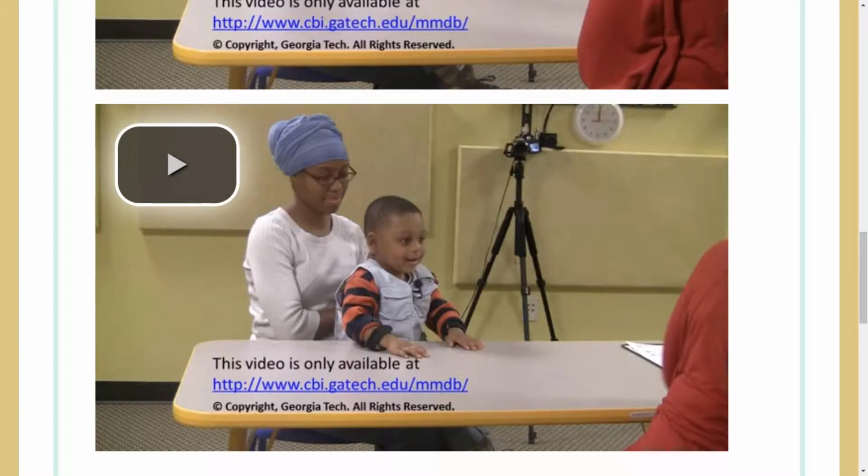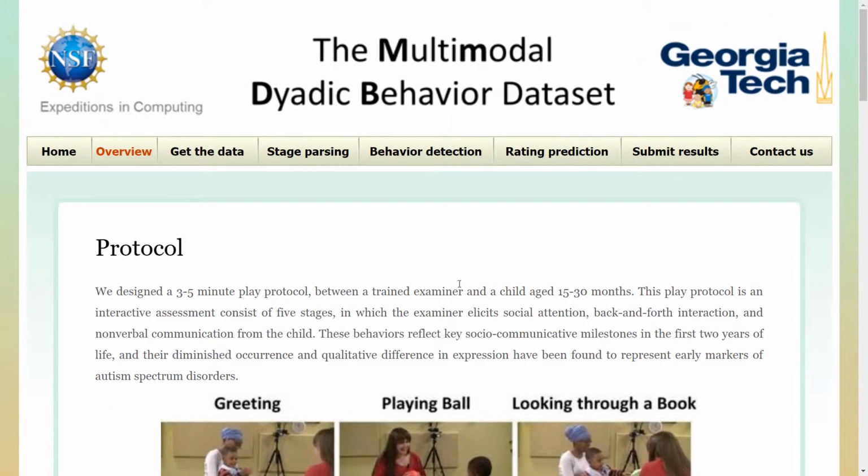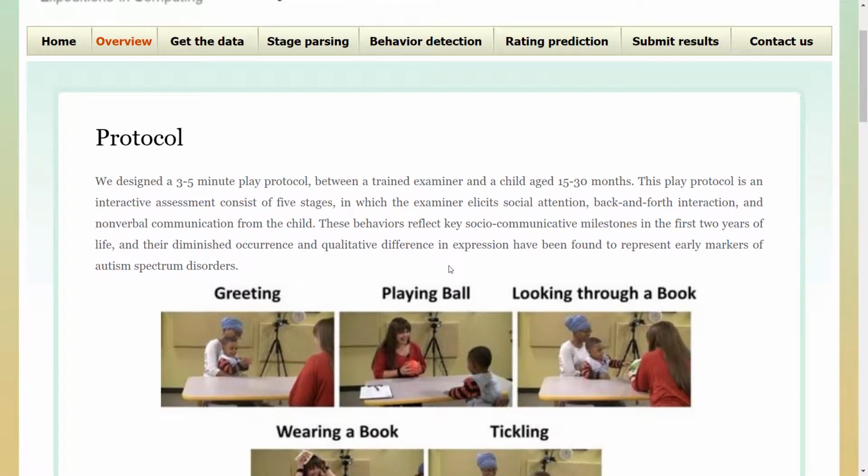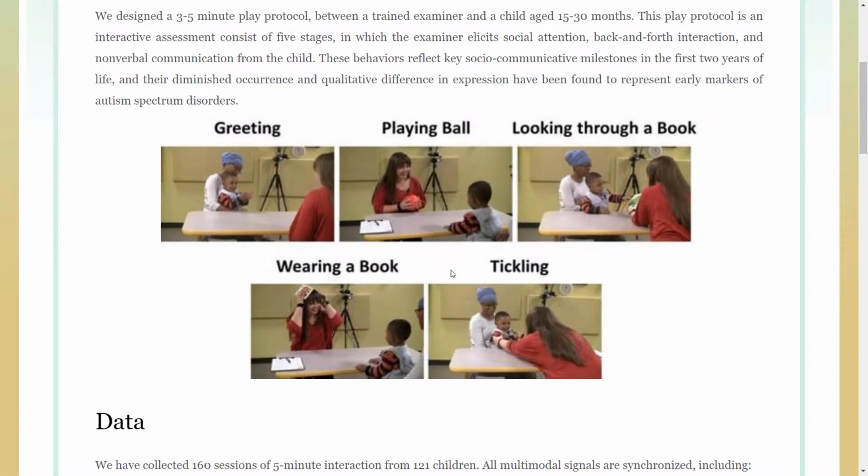Another way that we thought might be useful for evaluating the effectiveness of our simulation is using the multimodal dyadic behavior dataset. I have access to this dataset from Georgia Tech University, and it has 120 toddlers interacting with an examiner doing similar activities to what we have in our simulation.